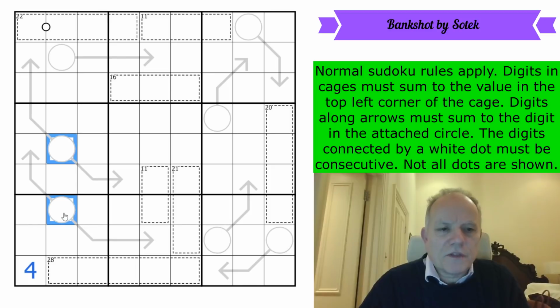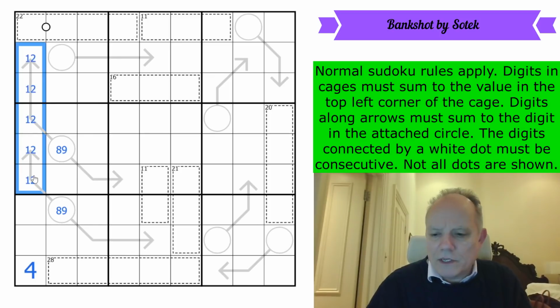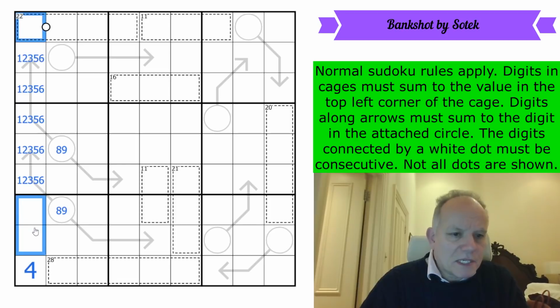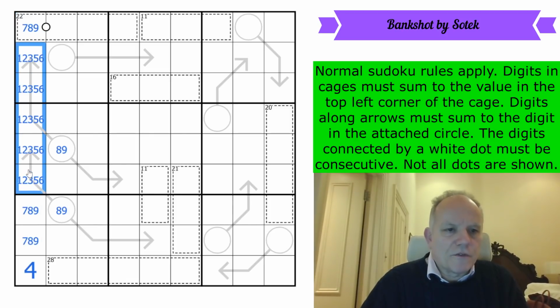The most these 2 cells, which add up to exactly the same thing because they represent the totals of these 2 arrows, can add up to, as 2 different digits, is 17. So those must be 9, 8. This must be a 1, 2, 3, 5, 6 combination. And then in the rest of the column, we have 7, 8, and 9, just because we've eliminated 1, 2, 3, 5, and 6, and 4.